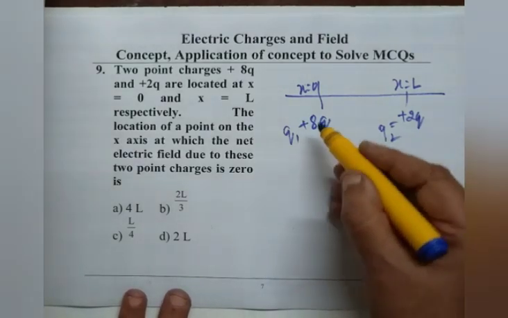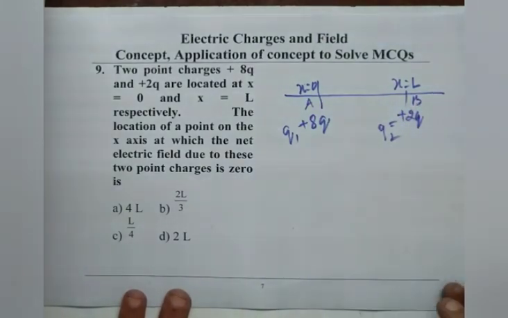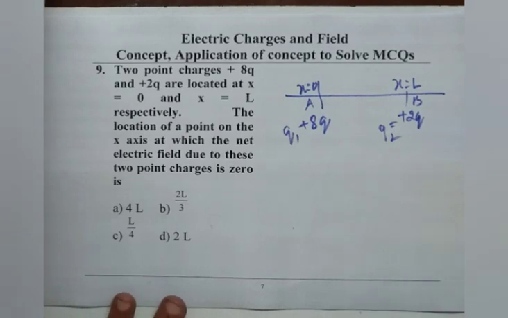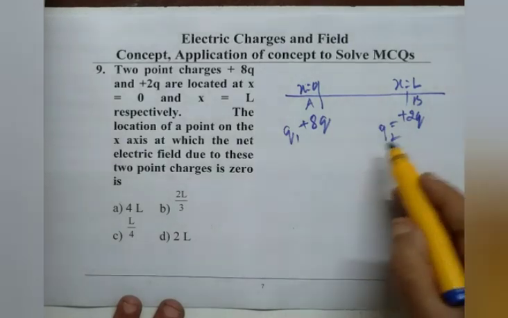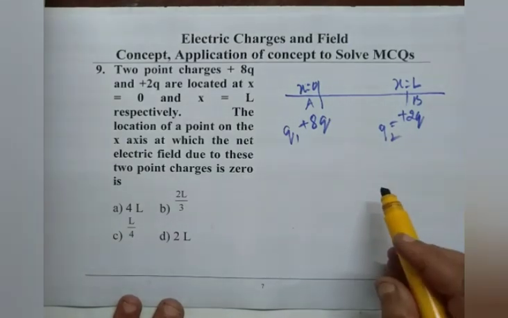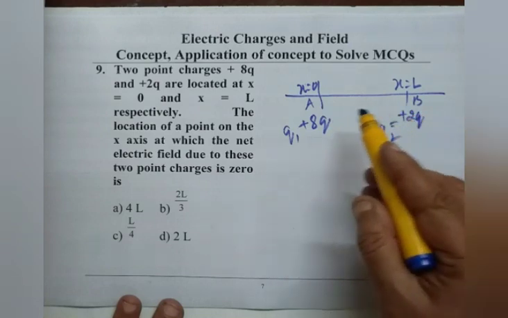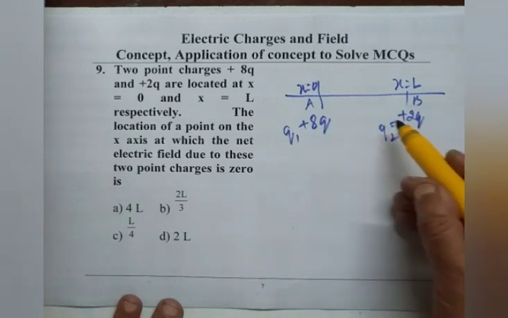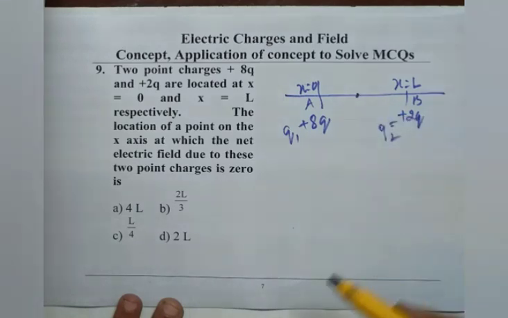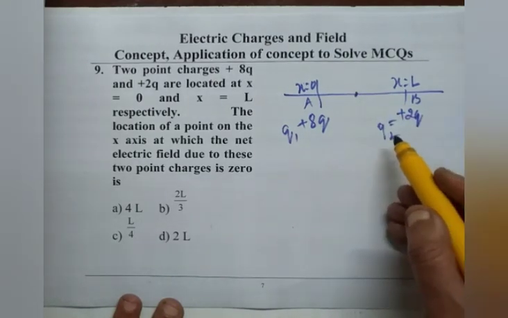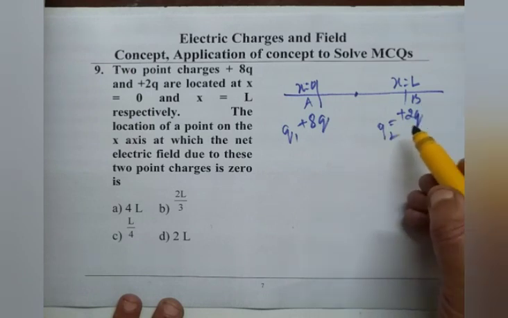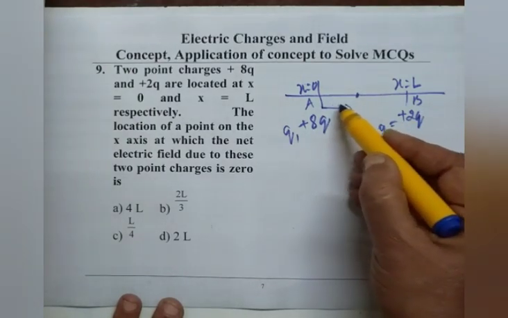Now, we may call them A and B also. The location of the point on the x-axis at which the net electric field due to these two point charges is 0. Just now I said, while I was explaining the concept, when two like charges are there, either plus or negative, the null point comes in between them. Therefore, as positive charges are given, the null point is somewhere here. As I told you, it should be nearer to the weaker charge. Therefore, it is nearer to B. Let us take this as x.